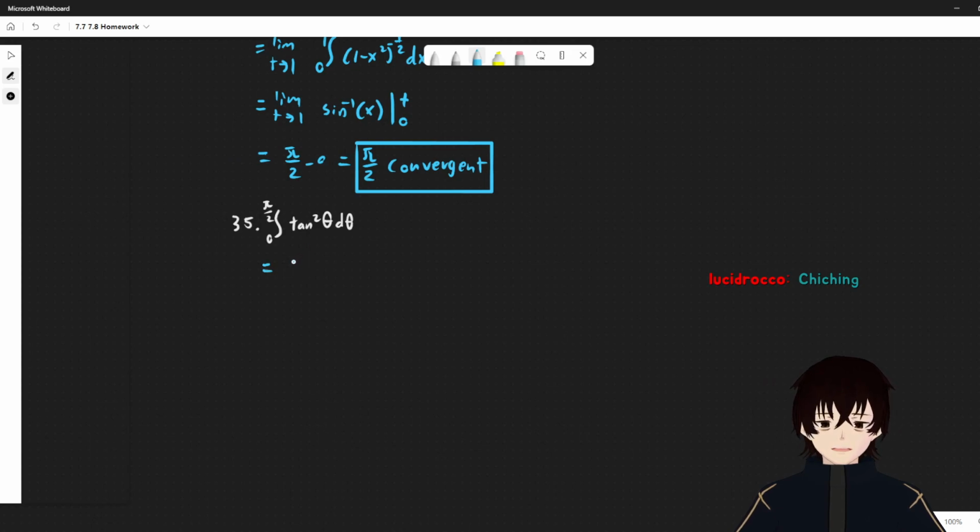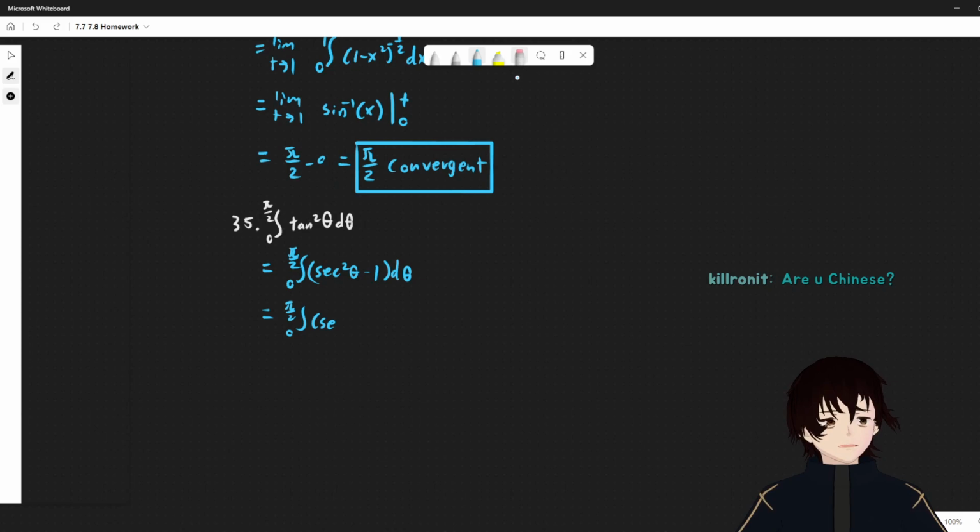Anyways, here we can change this to the integral from 0 to pi over 2 of 1 minus secant squared. Wait, no. Not 1 minus secant. Secant squared theta minus 1 d theta. And that is going to be equal to pi over 2 of secant squared. Actually, we don't even need to do that.